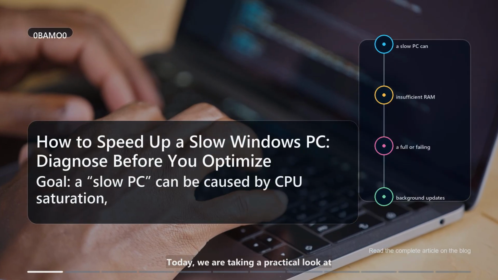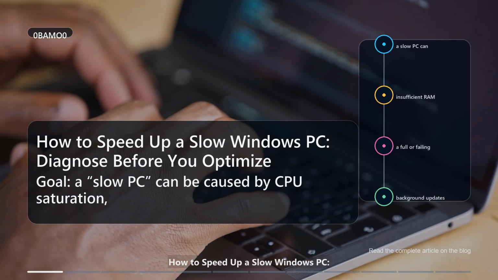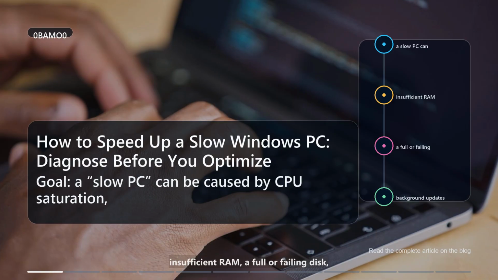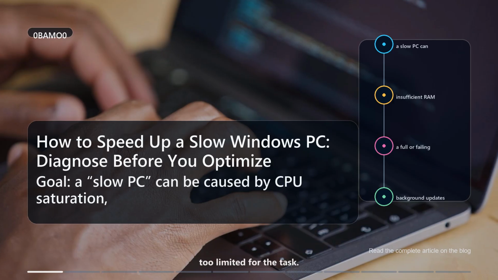Today, we are taking a practical look at how to speed up a slow Windows PC. Diagnose before you optimize. Goal: a slow PC can be caused by CPU saturation, insufficient RAM, a full or failing disk, background updates, startup software, thermal throttling, browser workload, malware, or simply hardware that is too limited for the task.